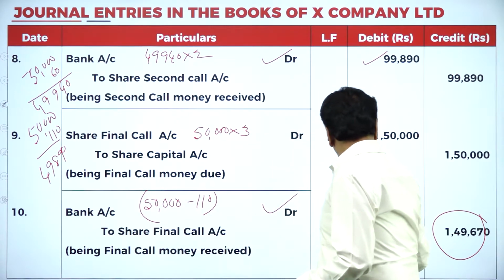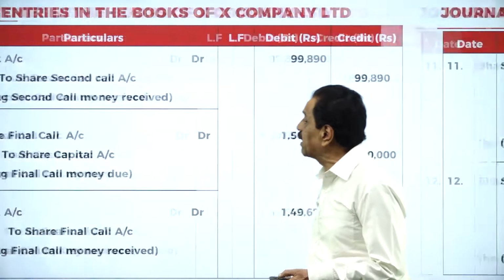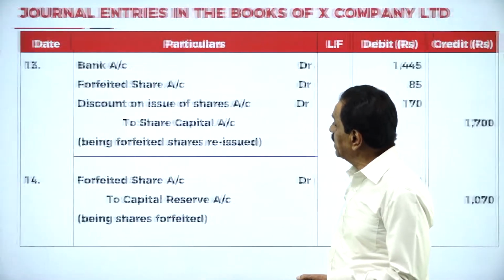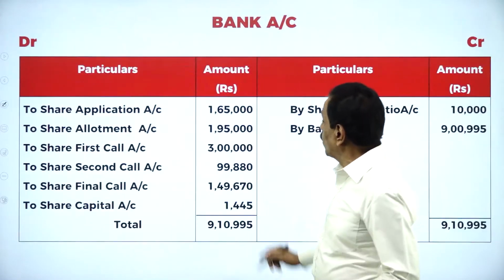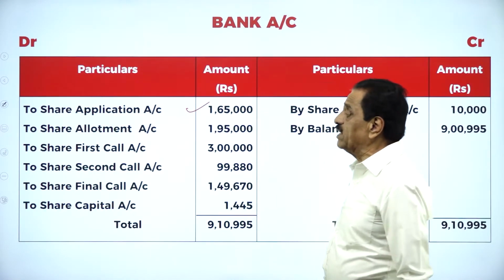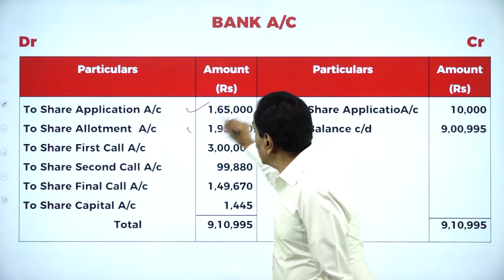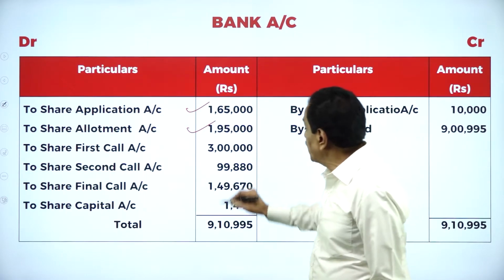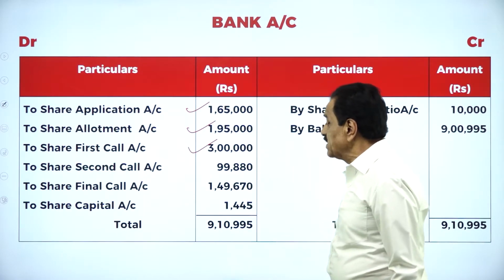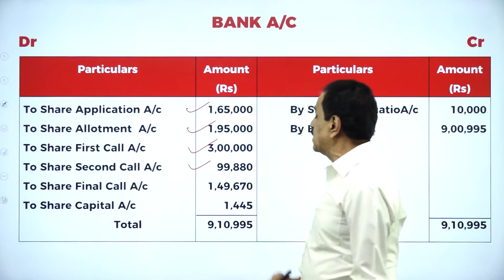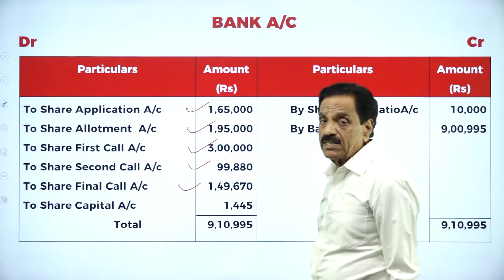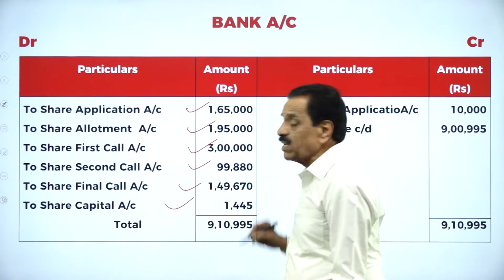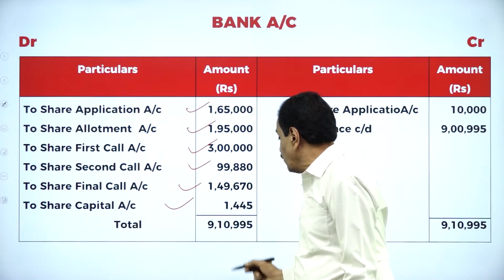Then 1,49,670 in the final call. Forfeited and shares reissued, how much do you receive? 1,445. So on application, 1,65,000. On allotment, 1,95,000. On the first call, you receive 3 lakh. On the second call, you receive 99,890. On the final call, you receive 1,49,670. On the forfeiture and reissue, you got 1,445.